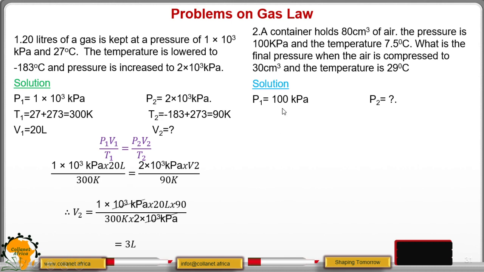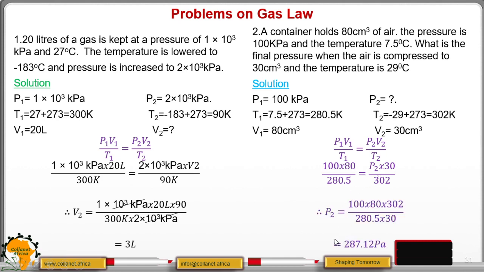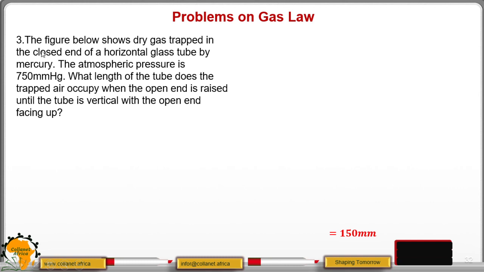First of all, we write the values that we are given. After writing the values, we have only one unknown, and that is what we are looking for. So again, we use our formula and substitute the values. We have P1 100, V1 80, then we have T1 280.5, and P2 is what we are looking for. By cross multiplying and making P2 the subject of the formula, you find that your P2 will be 287.12 pascals.